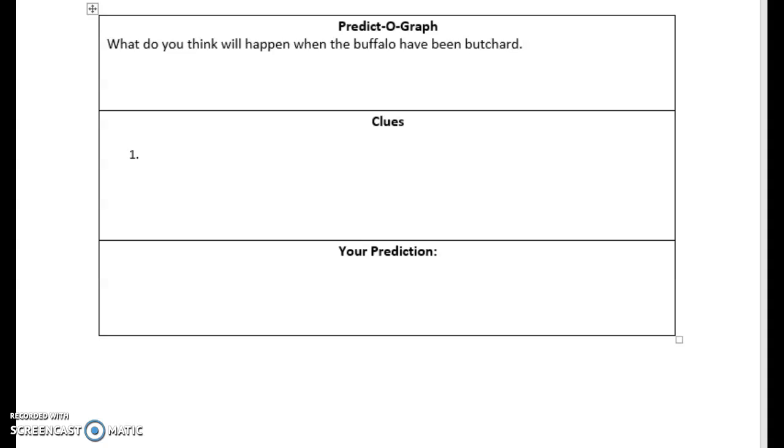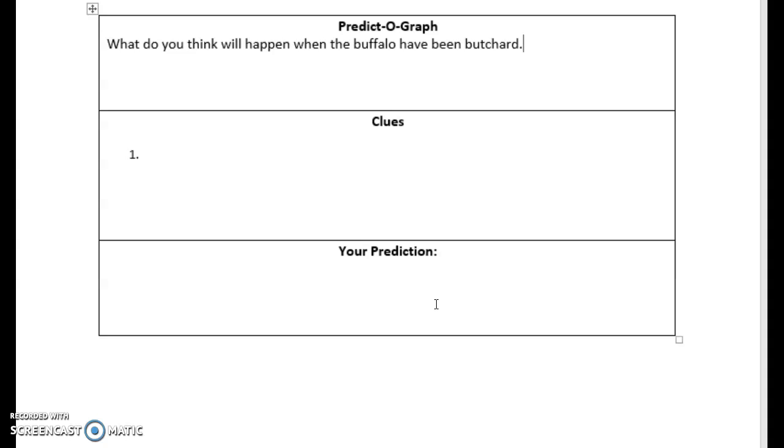All right, so you're going to read the rest of the story. You're going to find at least 2 clues. You can even come up with a third one if you think you can. And then you're going to write down your prediction on the bottom. All right, so read pages 15 through 18. You can find a quiet spot again in the room. If it was the same spot, that would be great.